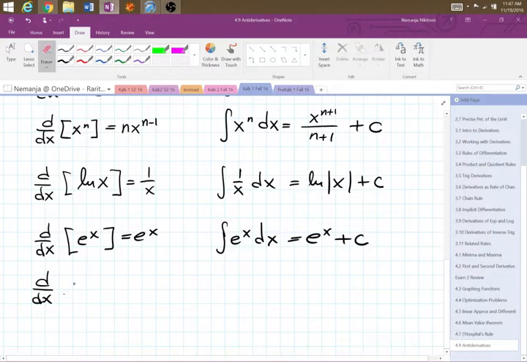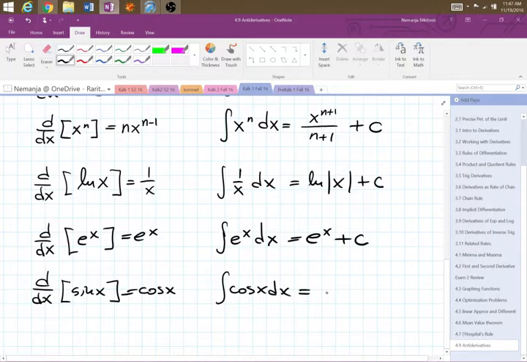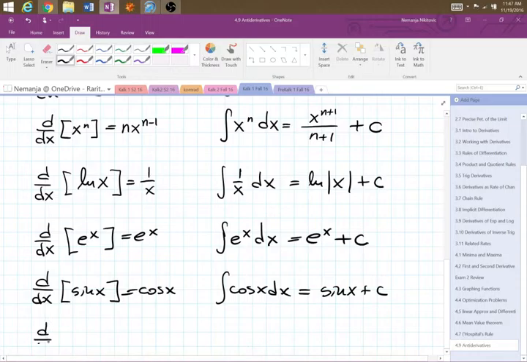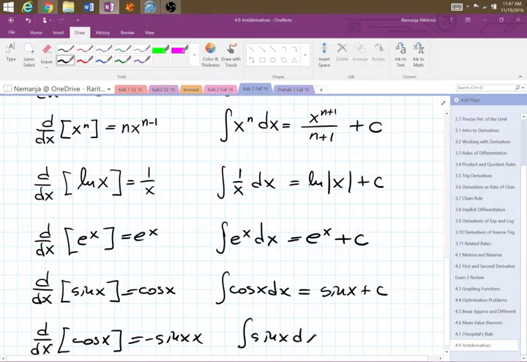What's the derivative of sine x? So what's the integral of cosine x? You have to read this backwards. And what is the derivative of cosine x? So what's the integral of sine x dx? Negative cosine x plus c.